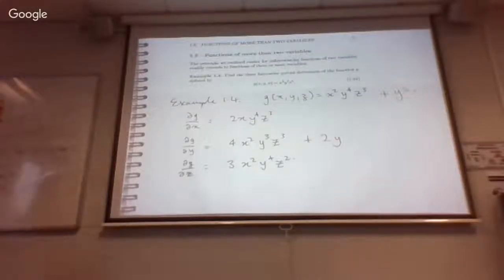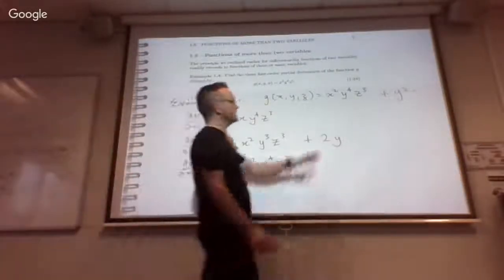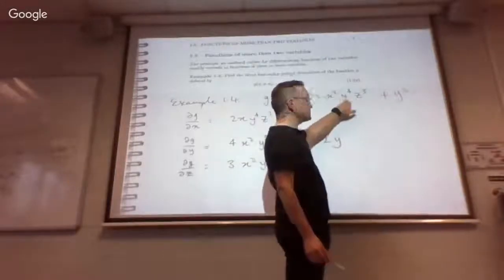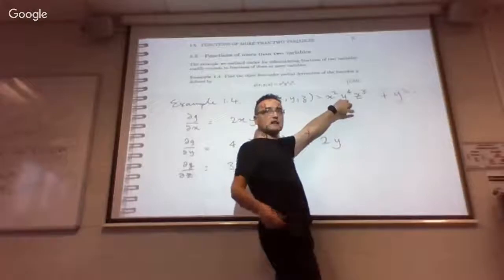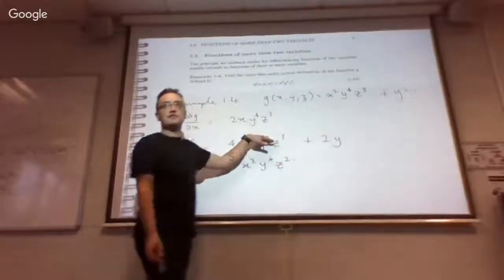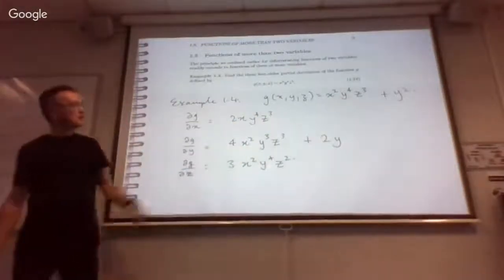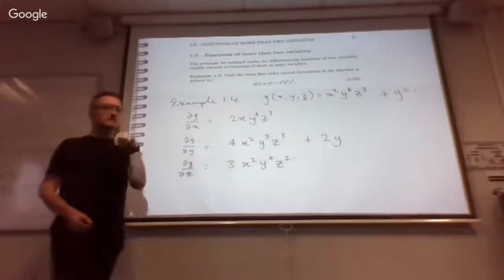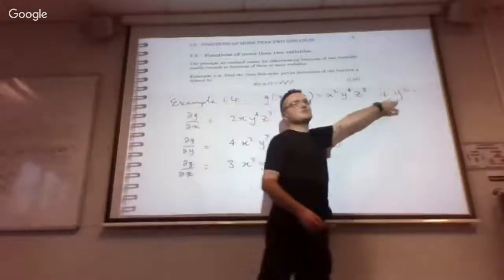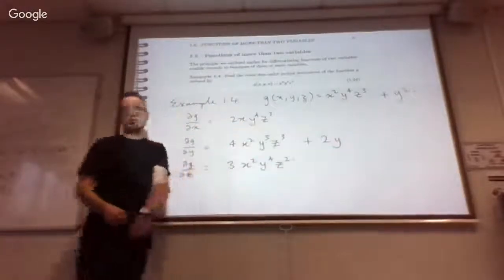Sometimes people make mistakes with that. So if other variables multiply the variable in question that you're differentiating with respect to, then those other variables will survive in the derivative, so to speak. But when they're just out on their own, not multiplying the variable of interest, then those parts won't survive into the partial derivatives.